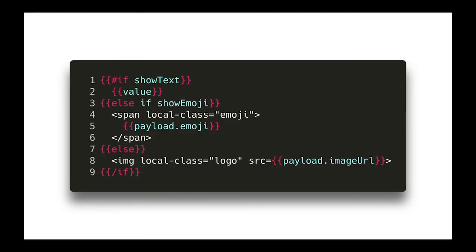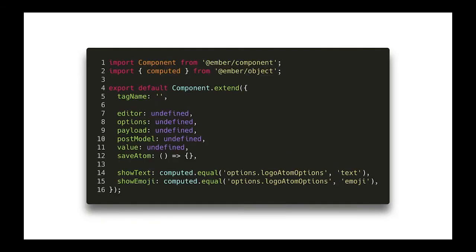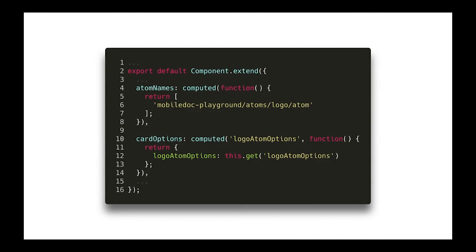Let's change our atom to be able to render text, emojis, or images. This might not be the most realistic example, but it should illustrate the power of options. In the atom component, we'll decide what to render based on the options passed to us. Line 14 and 15. Then we need to build a card options object shown on line 10.